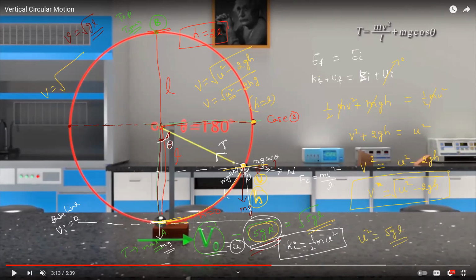So u square is 5gL minus 2h. 2h means at what point? Check it, everybody. This is L. L means h plus h, which is equal to 2h. So 2h is equal to what? I can take it as L, so 2gh.